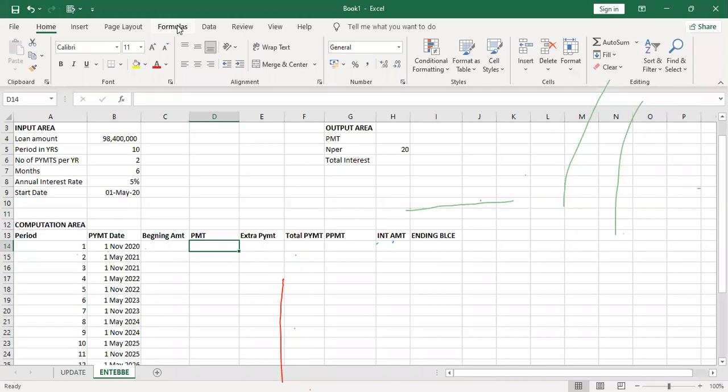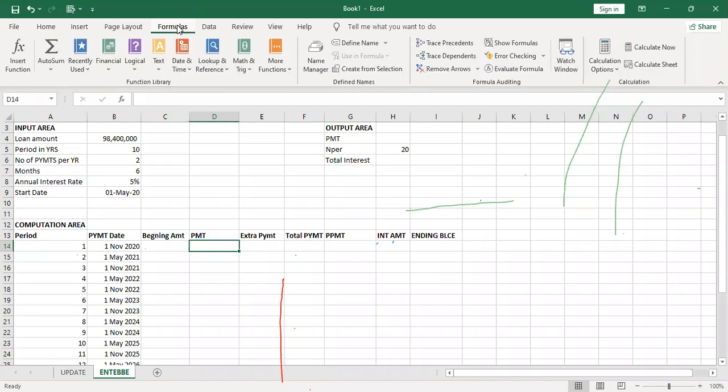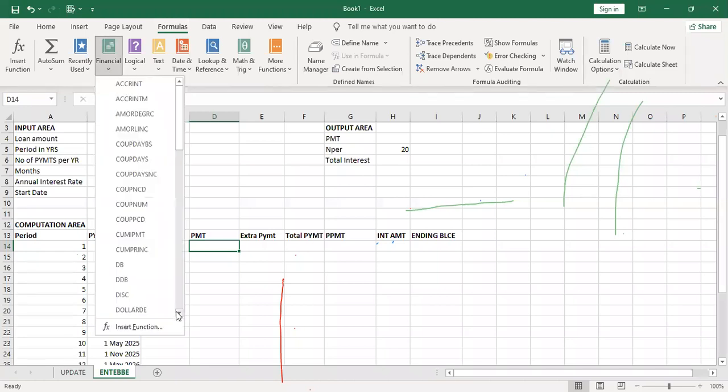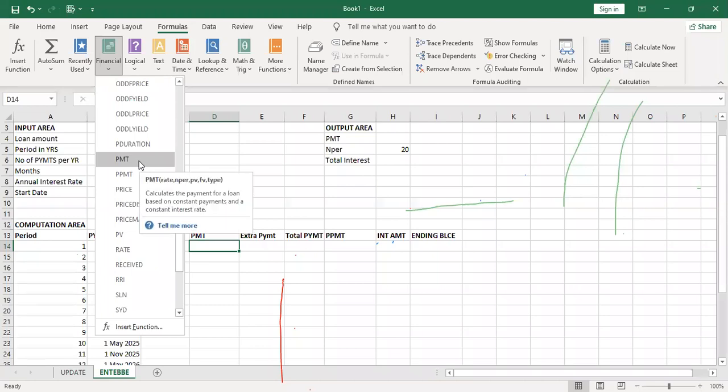Do you see the tab for formulas? Yes, sir. At the top? Yes. Click on formulas, and then somewhere here you have financial. Click on that drop down of financial, and then look for PMT. Formulas, financial, and then look for PMT. So click on PMT.